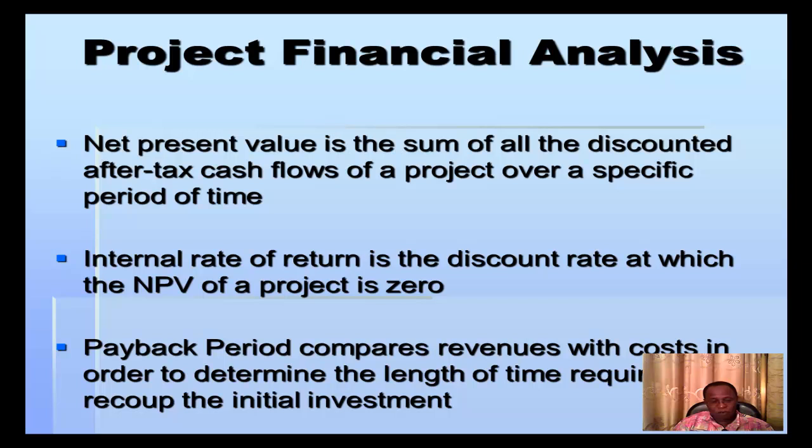Then same for payback period. Payback period is the simplest of the three indicators, because there you're basically comparing your revenues with costs, and the idea is to determine the length of time required to recoup your initial investment. So if your initial investment is 1,000 ECOWAS currency units, and let's say your operating and maintenance costs are zero for purposes of calculation, then all you're looking for are your revenues, and if you have revenues of, let's say, 2,000 ECOWAS currency units a year, then you would pay for your project in 5 years.